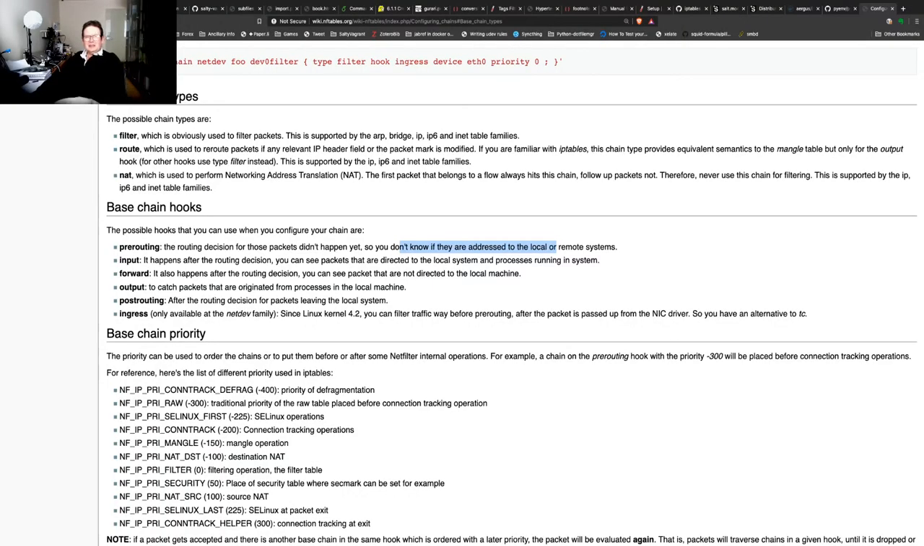Now, what does that mean? Well, it means that if you're pre-routing, you could use, for example, a route table to change where the packet is going. Now, in the old iptables, this used to be done by a thing called the mangle table. Now you could create a mangle table. You can create a table called mangle and put all of your route chains in there. So that's pre-routing.